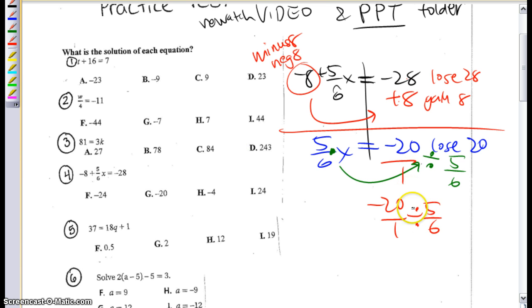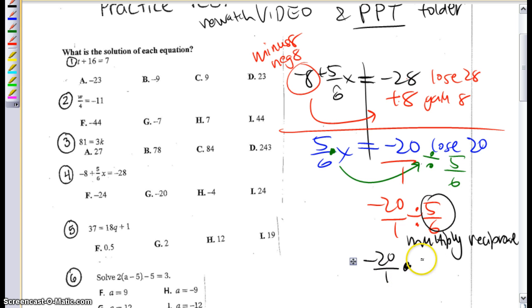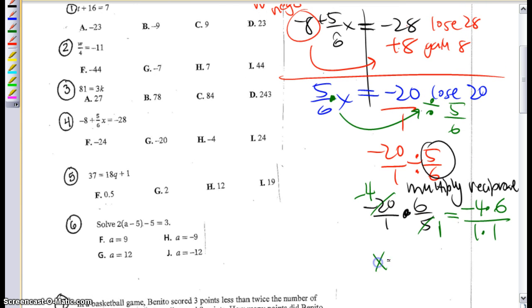And when I divide a fraction, I'm actually going to be multiplying by the reciprocal. So that means I'm going to do negative 20 over 1 times the reciprocal of 5/6, which is 6 over 5. And then from there, I can do a little bit of cross canceling. Cancel the negative 20 and the 5. The negative 20 is negative 4, and the 5 is 1. So then I'm going to be multiplying negative 4 times 6 in the numerator and 1 times 1 in the denominator, which then gives me that x is equal to negative 24. Okay, so for number 4, I want the answer F.